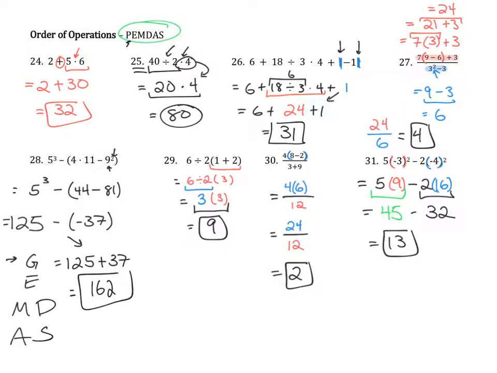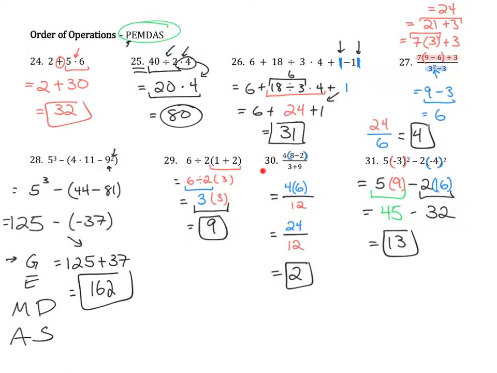Anyway, so back to the question. We added 1 and 2 to get 3. Then you notice we have only multiplication and division going across, so we have to work left to right. So 6 divided by 2 is 3. The parentheses with a 3 in it come along for the ride. 3 times 3 is 9.